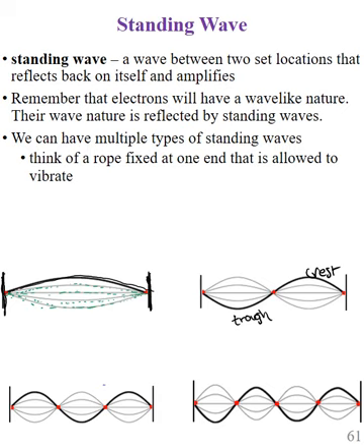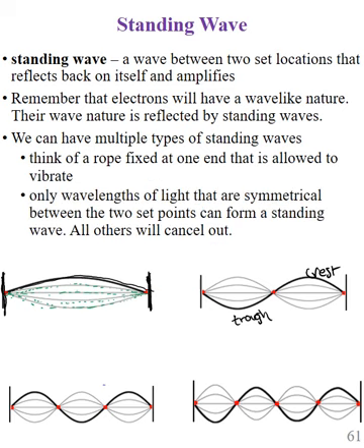We can think of them as a rope fixed at one end that is allowed to vibrate. So let's say you tie a rope to a wall and you move it back and forth. That would be an example of a standing wave. Now only wavelengths of light that are symmetrical between the two set points can form a standing wave. All others will cancel out.